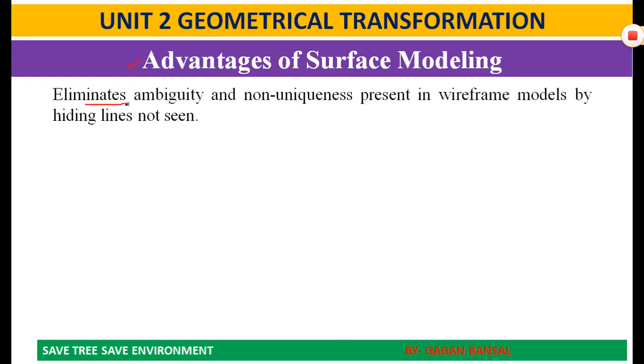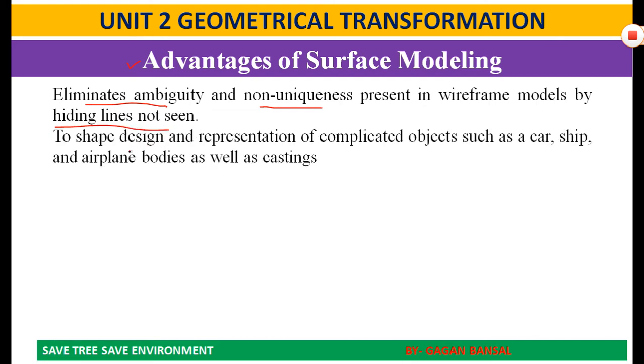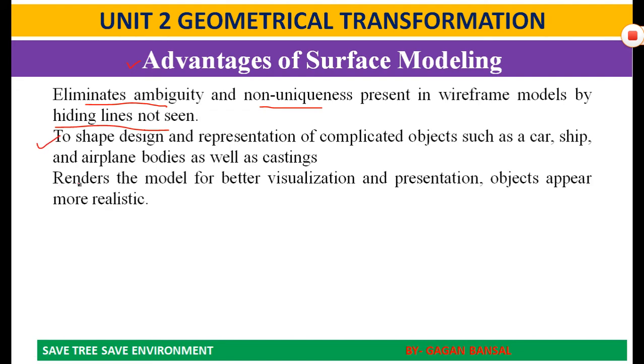To a certain extent it eliminates the ambiguity and non-uniqueness present in the wireframe model by hiding lines not seen. For shape design and representation of complicated objects such as car shapes and aeroplane bodies, as well as castings, it is very important. Next, it renders the model for better visualization and presentation.